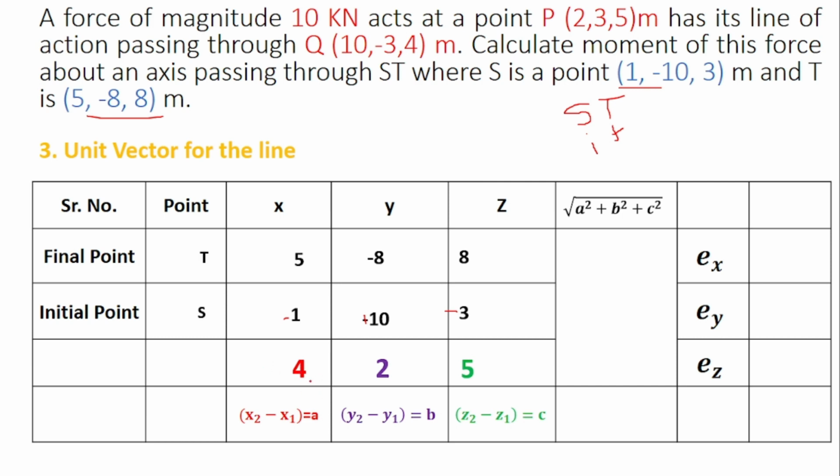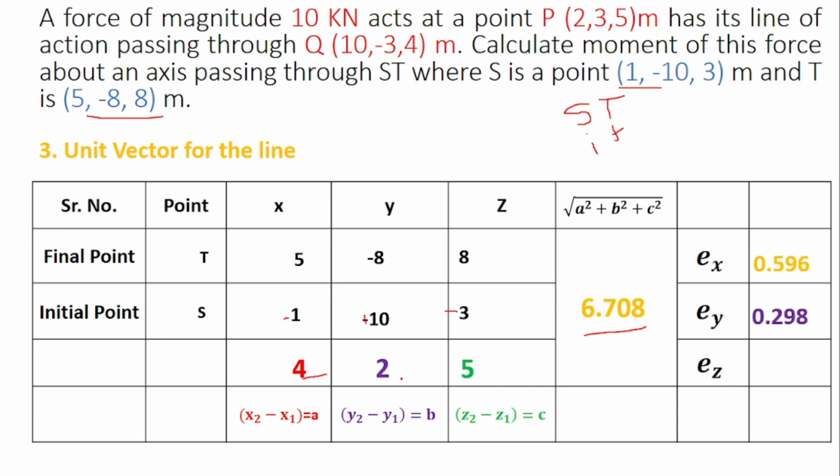So it is a square plus b square plus c square, that is 4 square plus 2 square plus 5 square. Square root of that will be 6.708. Now to find out the components of this unit vector, we'll just divide this 4 by this value. So 4 divided by 6.708, so it is 0.596.